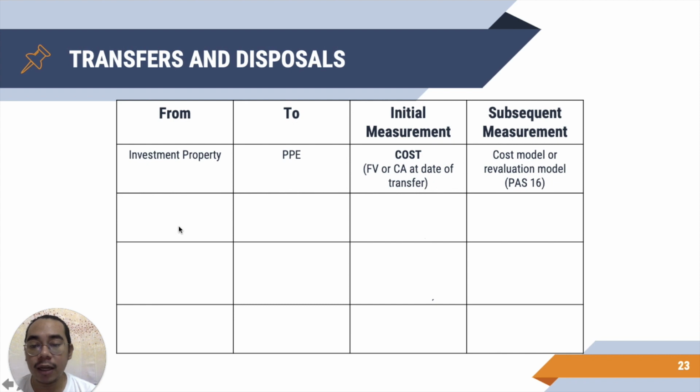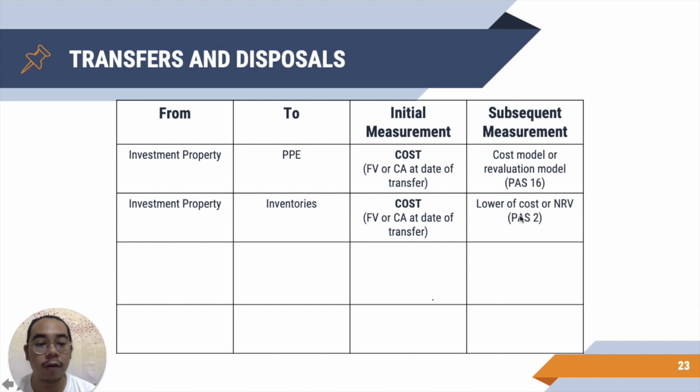Our second example is yung investment property siya dati, ngayon gagawin siyang inventories. So at the date of transfer, initially, you measure it still at cost. Again, the cost is the fair value or the carrying amount at the date of transfer. Same concept nung sa first na transfer. But subsequently, dahil inventory siya, it shall be measured at lower of cost or net realizable value depending on PAS 2 for inventories. The third transfer is galing siyang PPE, so dati siyang PPE, magiging investment property siya.